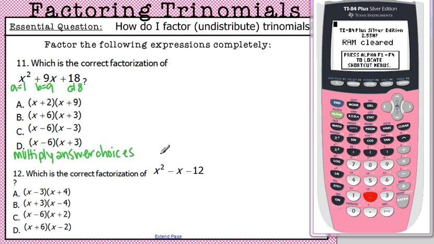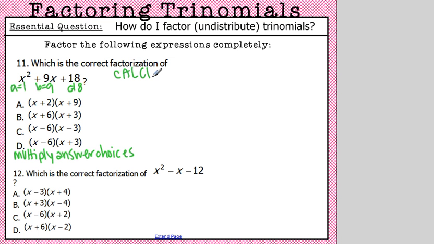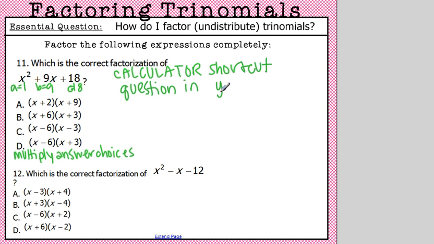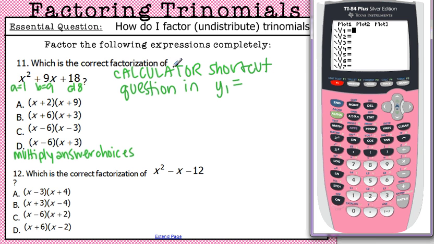Okay, so let's grab that handy dandy calculator. So what you can do here for a shortcut, well, I lost my calculator. Okay, so for your calculator shortcut, what you're going to do is put whatever you're trying to factor in y1. So if I go to my calculator, I'm going to go to y equals, and I'm going to type in this thing right here. So I'm going to type in x squared plus 9x plus 18.